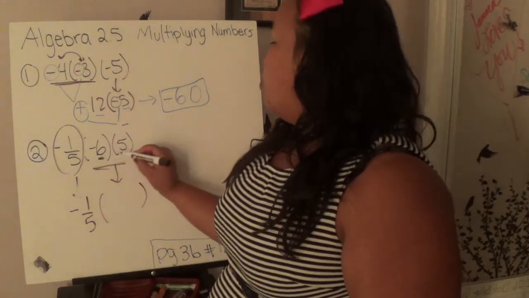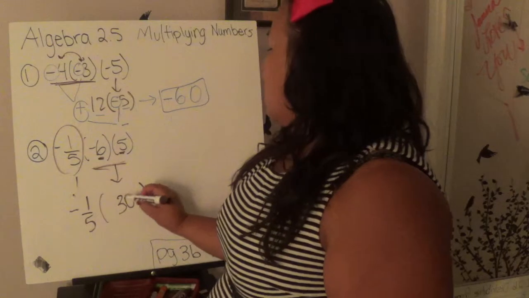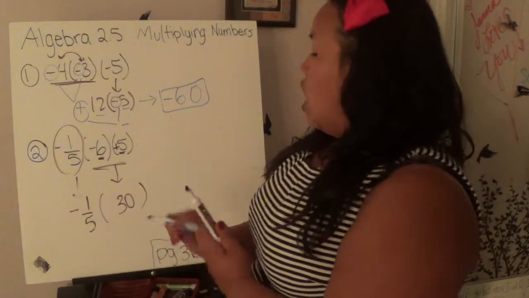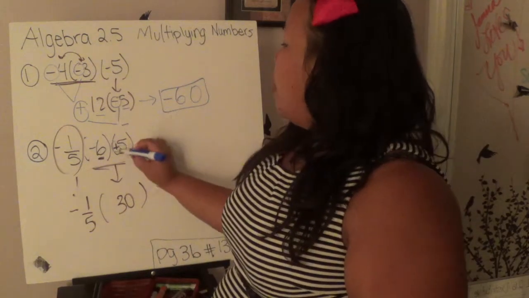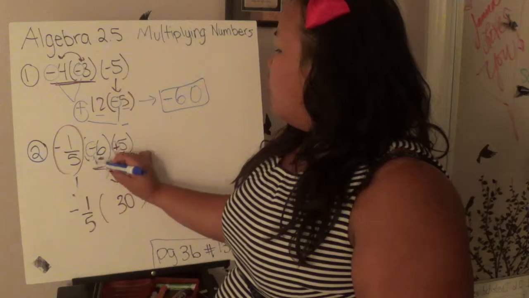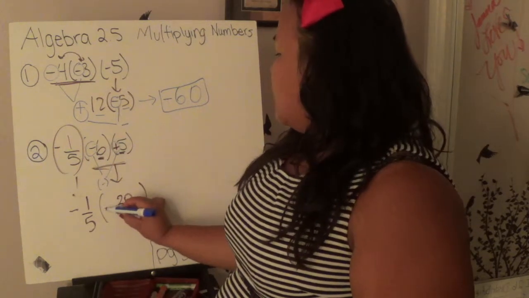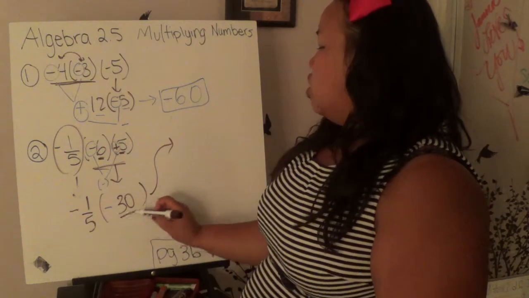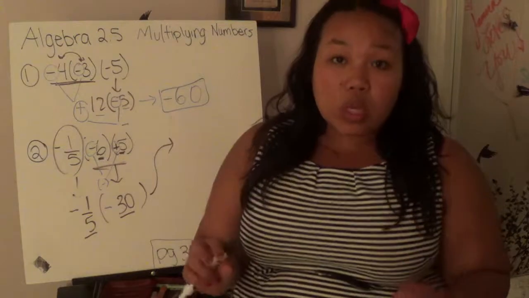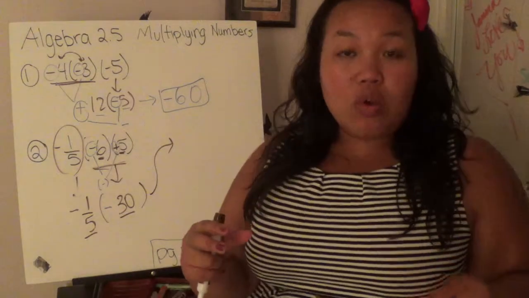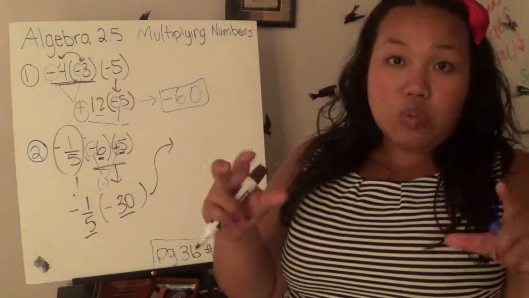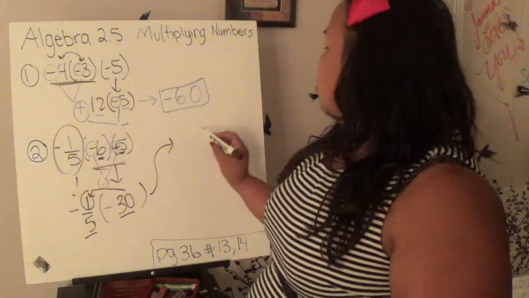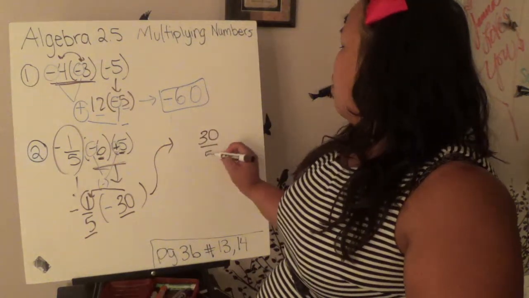Now, let's do the numbers first. 6 times 5 is 30. Because this has nothing in front of it, I'm assuming that this is a positive. And just like we talked about here, a positive and a negative together will get me a negative. So this will be -30. So then I'm going to multiply just 30 over 5. Now when I'm multiplying a whole number and a fraction, I take that whole number and I multiply the top, the numerator, but I keep the denominator. So 30 times 1 would give me 30 over 5.